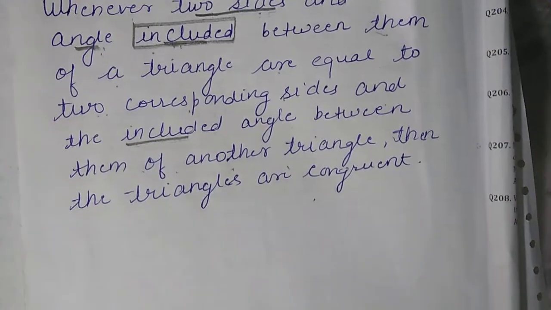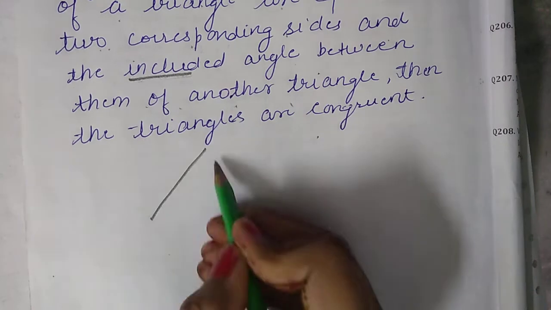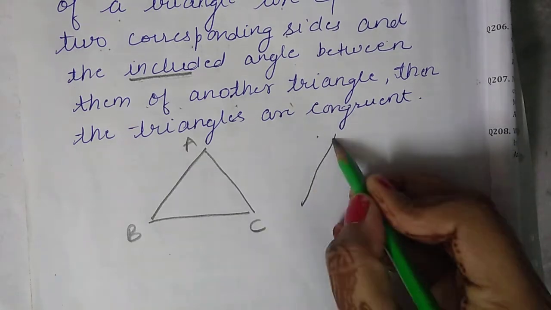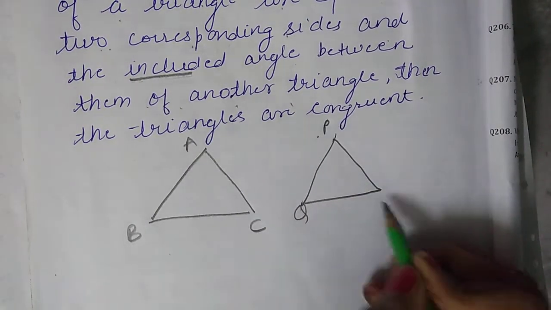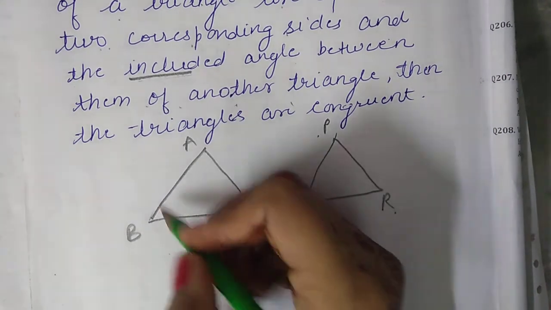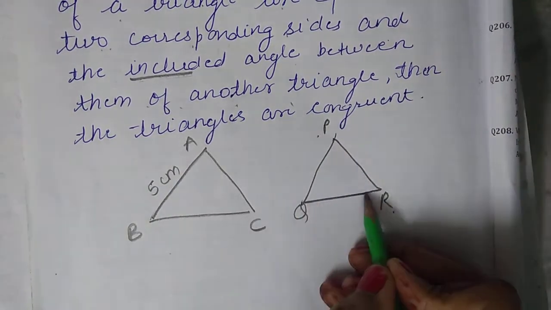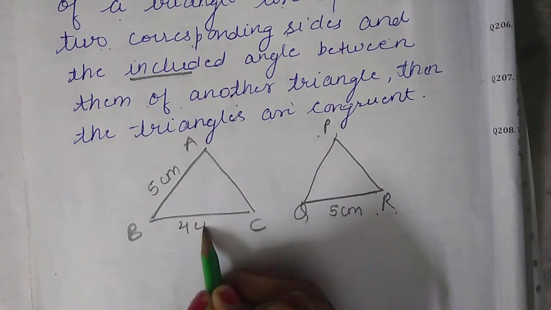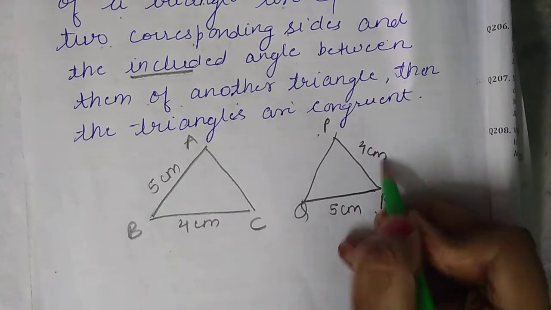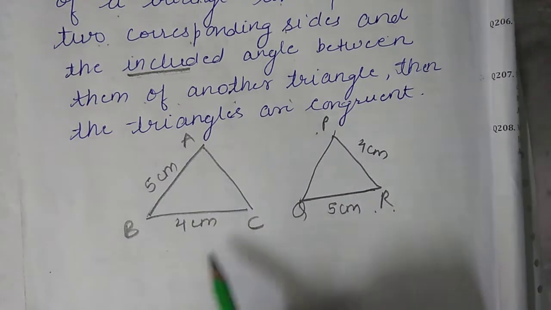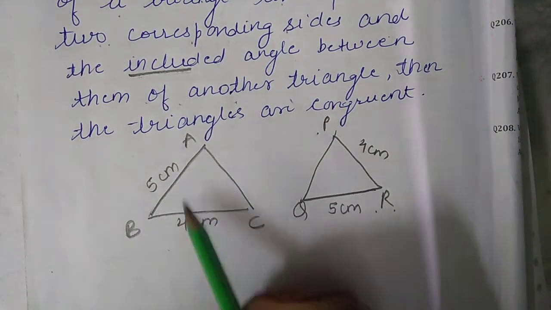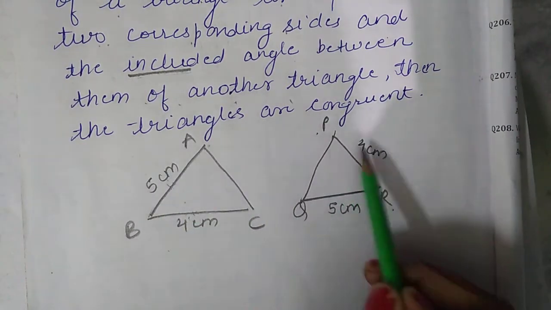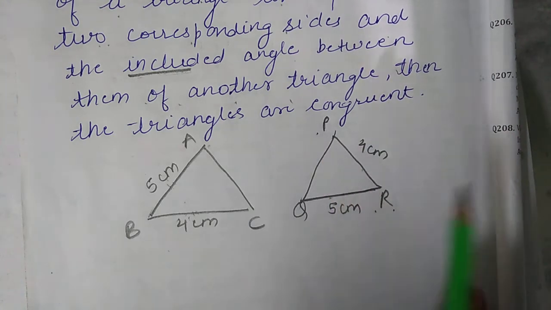This statement says that suppose this is a triangle ABC and there are two triangles, triangle ABC and triangle PQR. Let us say the length of AB is 5 cm and here the length of QR is 5 cm, and take this as 4 cm, and this as 4 cm. Now first I will discuss about the sides. These two sides of this triangle ABC are equal to these two sides of a triangle PQR. Okay, these two sides are equal.